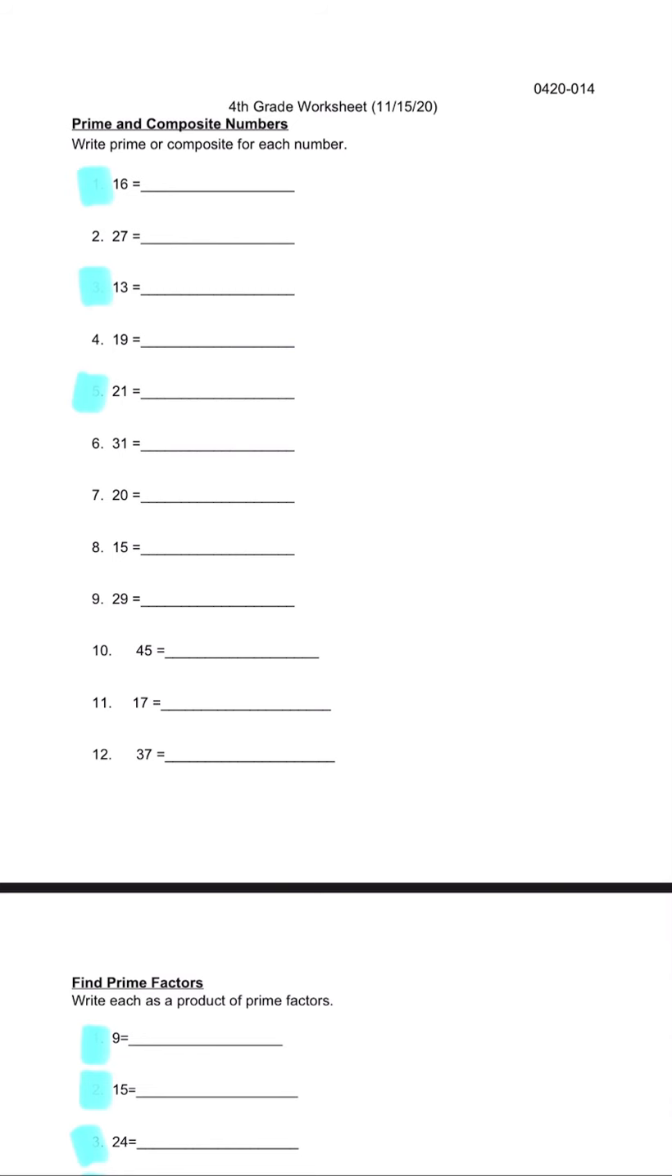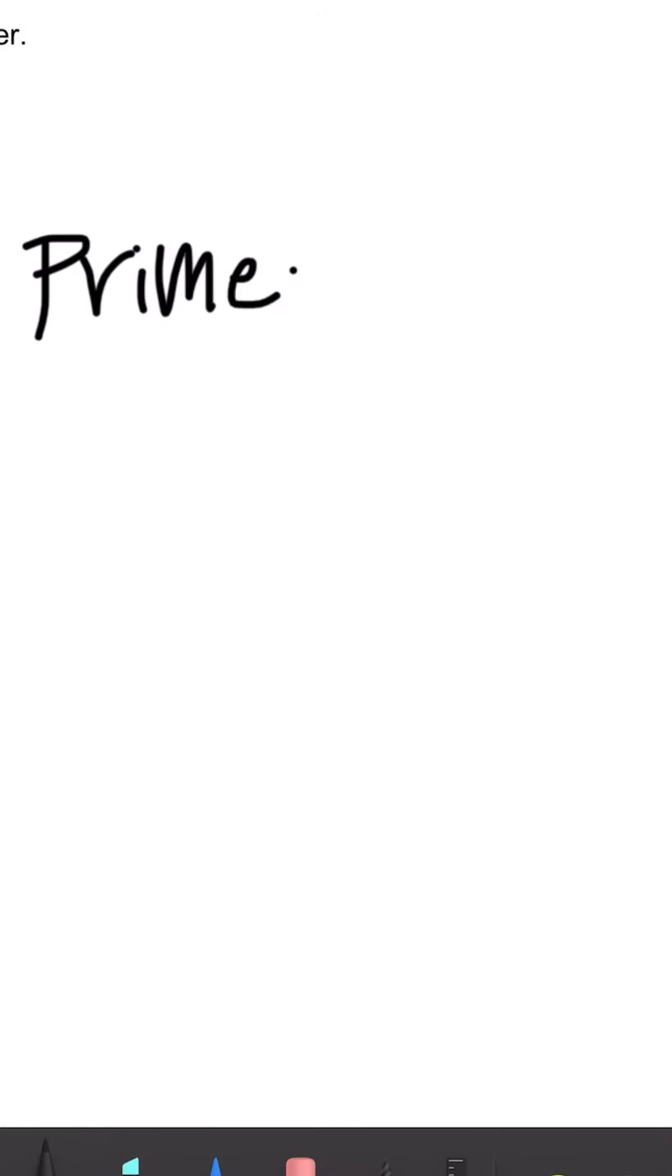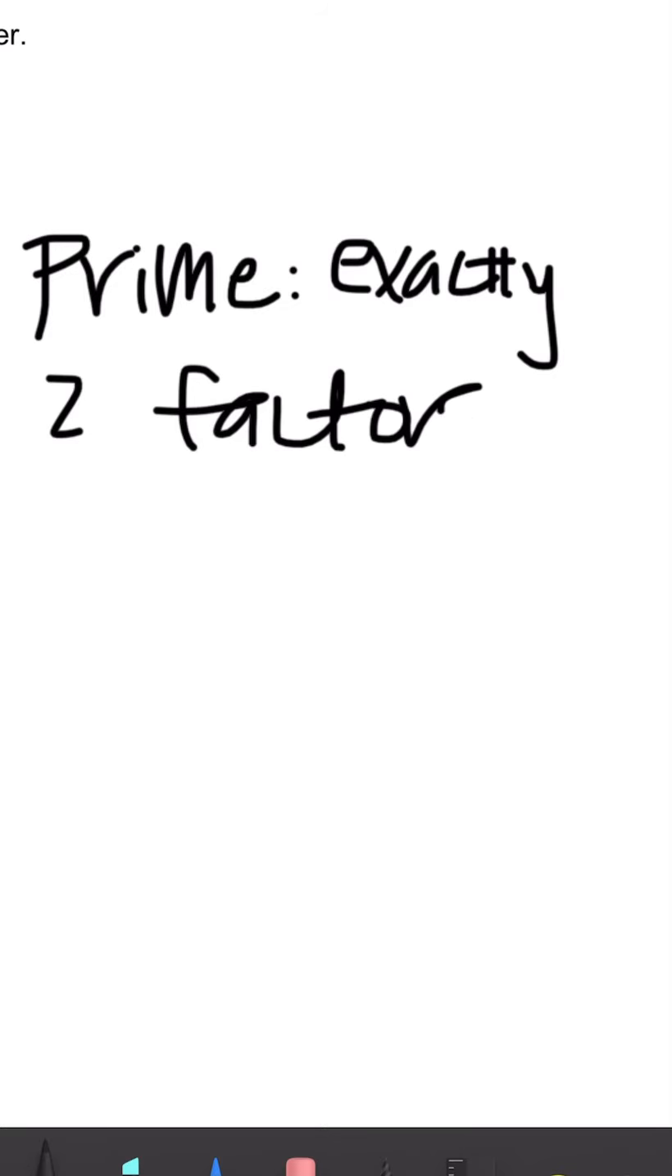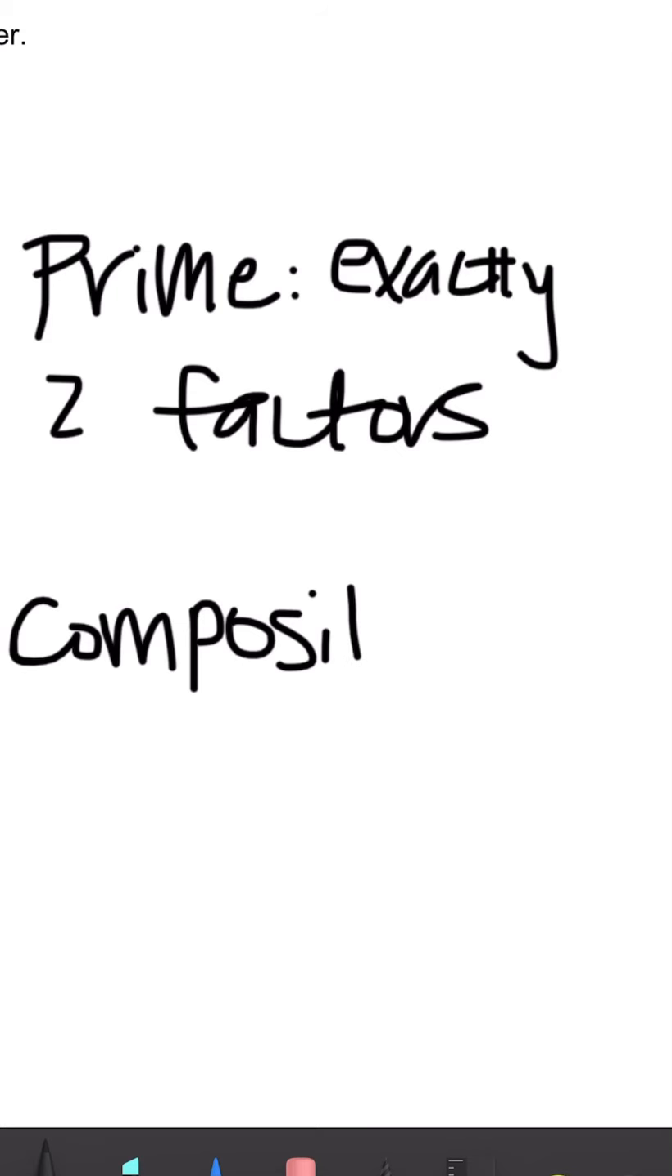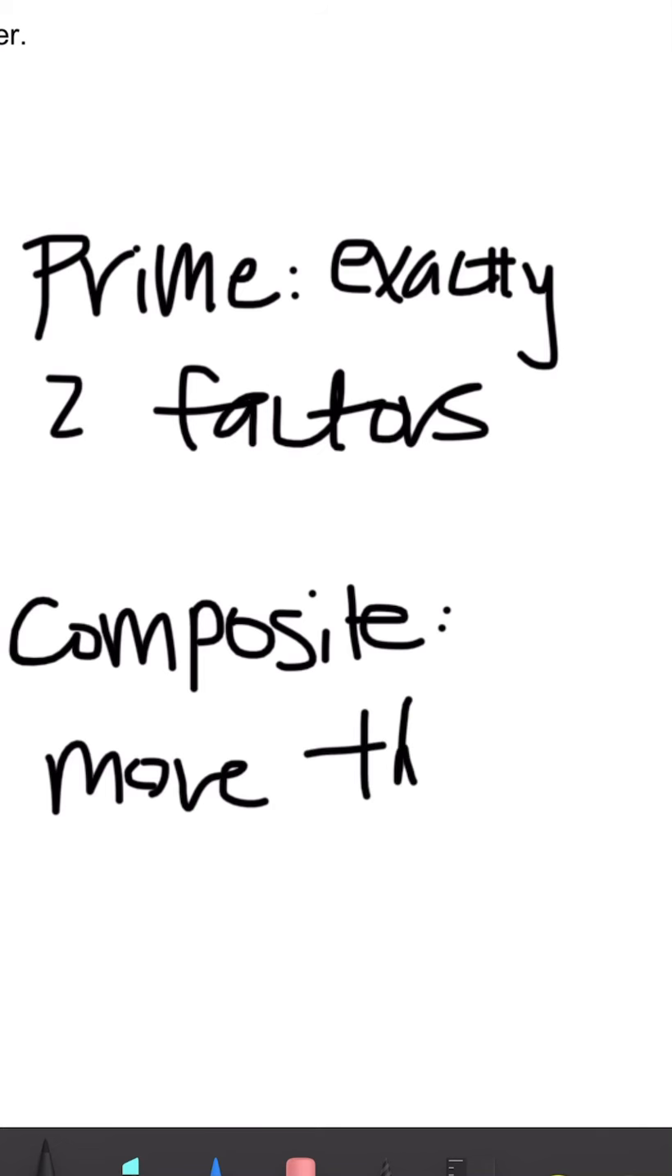So I'll write down the definition here. We can write that prime numbers have exactly two factors, while composite numbers have more than two factors.